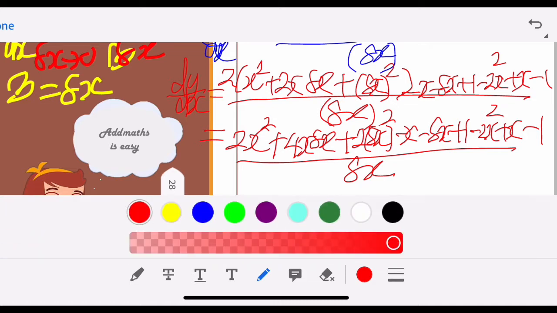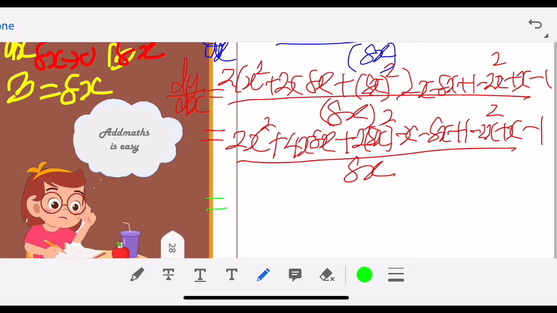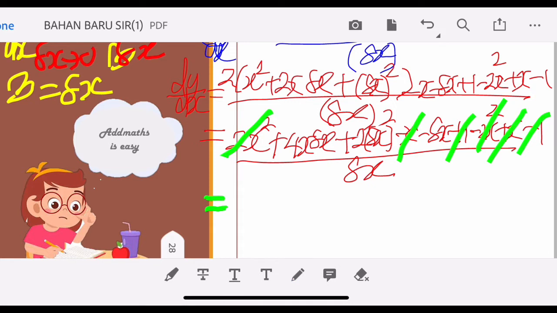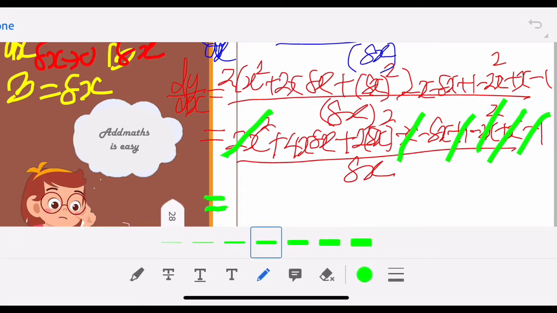Now we try to cancel out the like terms with opposite signs. We can cancel out this thing. I make it thicker. This thing cancels out. This one, negative and positive, cancels out. Plus one minus one cancels out. So let's list out the balance.